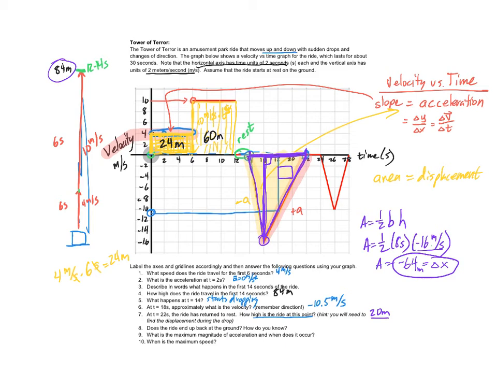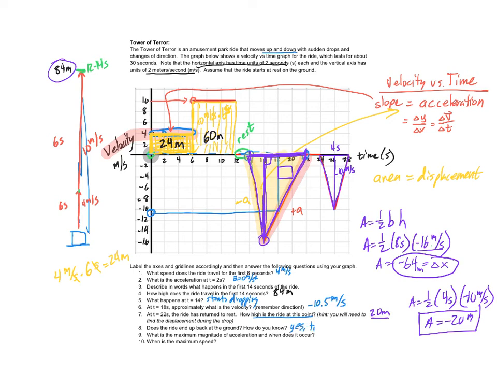Now question 8 asks, does the ride end up back at the ground? Well, in order to find that, we're going to need to do the area of this triangle right here. What happens in these last 4 seconds? Well, you've got a base of 4 seconds and a height of -10 meters per second. And if we do area equals 1/2 times the base of 4 seconds times the height of -10 meters per second, you'll notice that you get an area of -20 meters, which is our displacement. It was at 20, it dropped another 20, and so it ends up back at the ground.